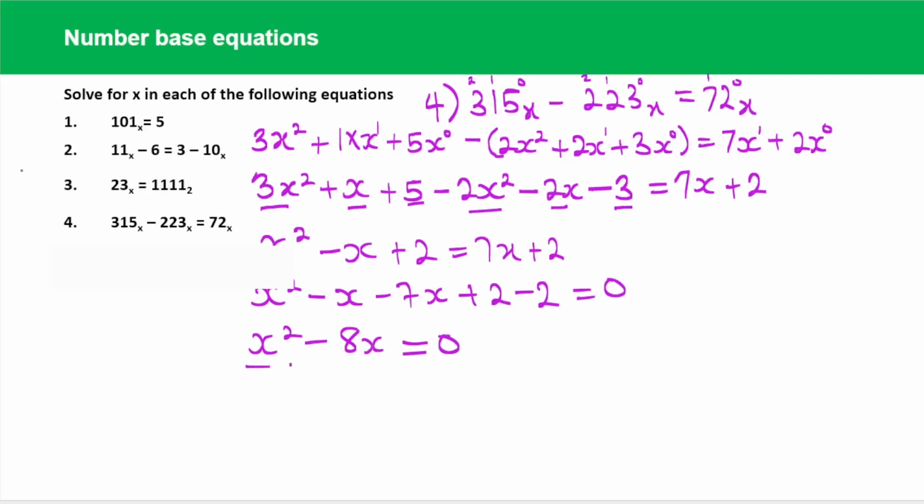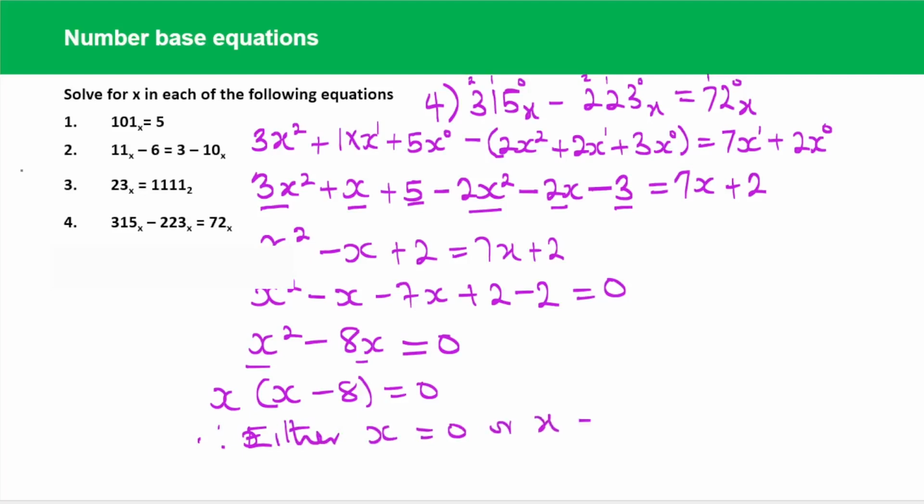Now if you look at the two terms, x is common, so we can factor out x. This will be x times (x minus 8) equals 0. Therefore, our answer is either x is equal to 0 or x minus 8 equals 0. Then if we solve this further, we have x equals 8.